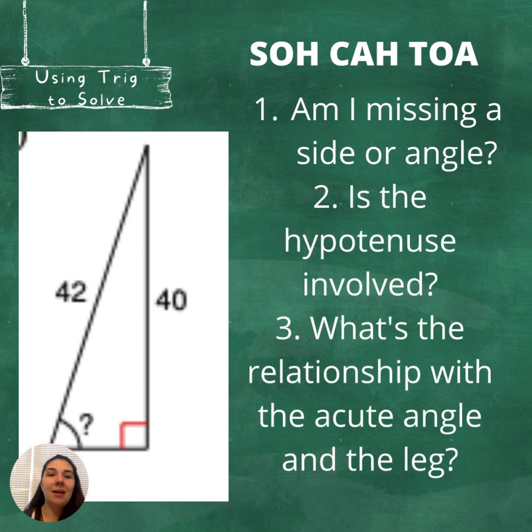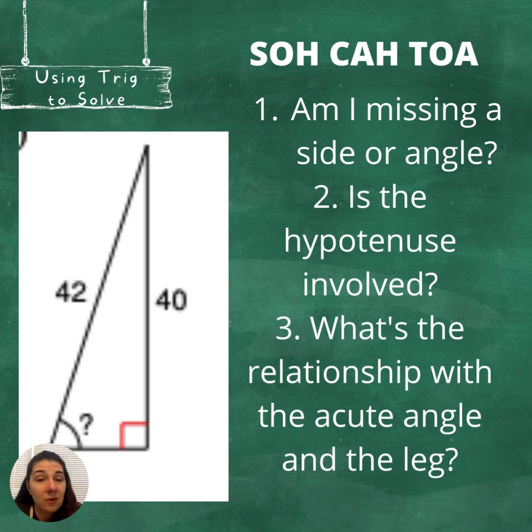Okay, here is my last example for you guys. So looking at this problem, am I missing a side or an angle? If you look, two sides have values and there's a question mark inside of the triangle at an angle measure. So I'm missing an angle measure, which means I'm using inverse trig.